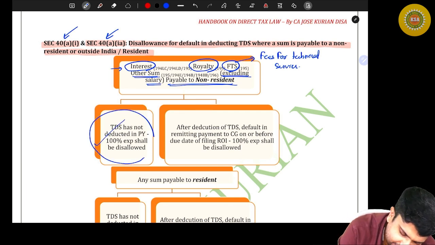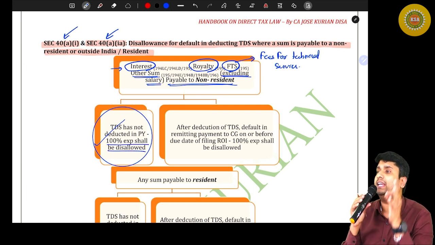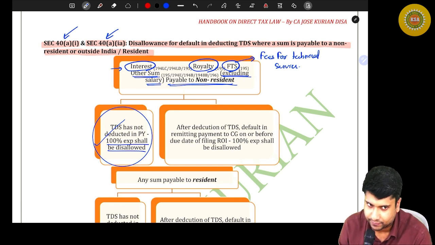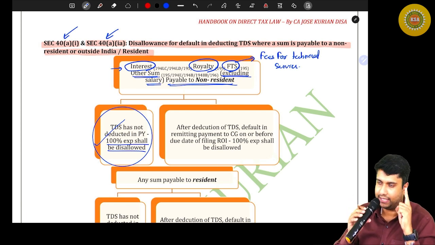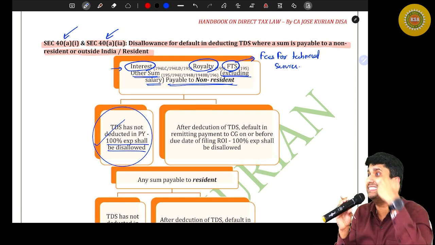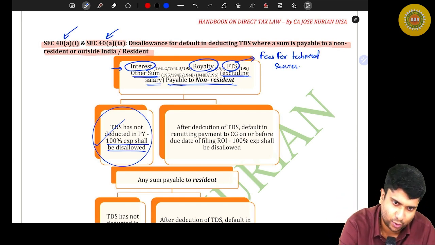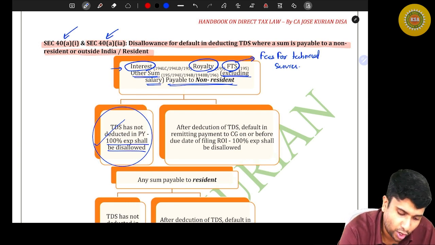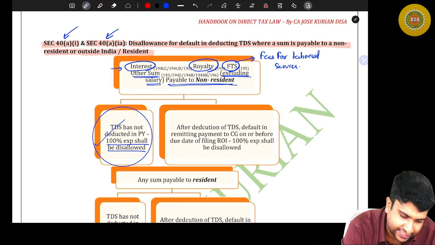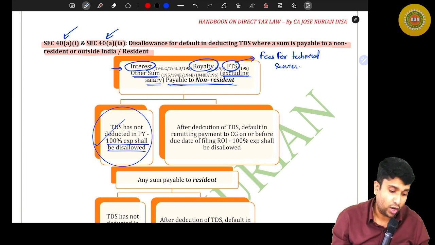TDS has not been deducted in the PY, then 100% of that expense shall be fully disallowed. Are you with me? Yes, if you are a person paying either interest, royalty, FTS or other sum excluding salary, because for salary there is a separate provision, okay? Excluding salary, if you are making a payment to a non-resident, then TDS has not been correctly deducted. You haven't deducted TDS. Then you tell me what is the consequence? What will be the consequence?